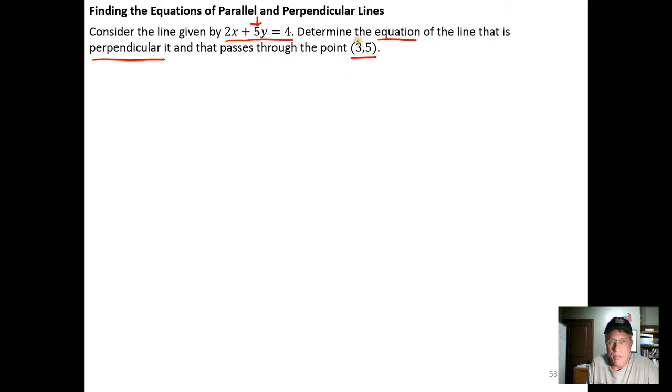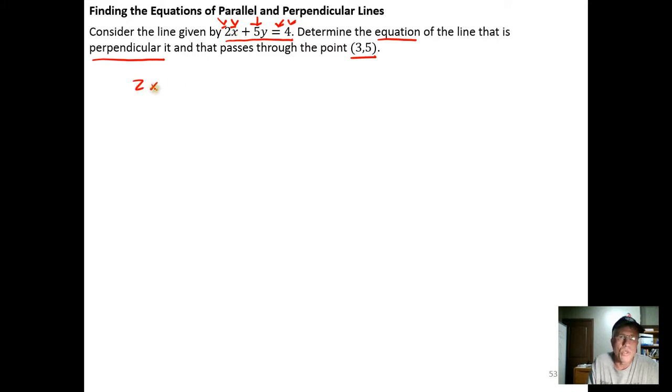the point 3, 5. So what we want to remember is that for two lines to be perpendicular, their slopes must be negative reciprocals. They move in opposite ways through space, which is why their slopes are negative reciprocals. So step one is to recognize that to determine the equation of any line that is perpendicular to this line, we first need to know what the slope of this line is.